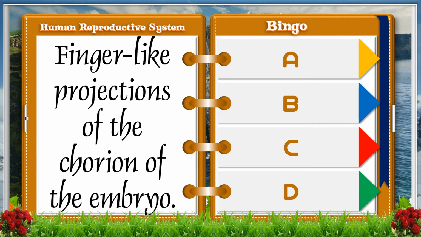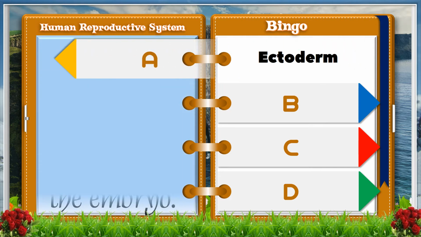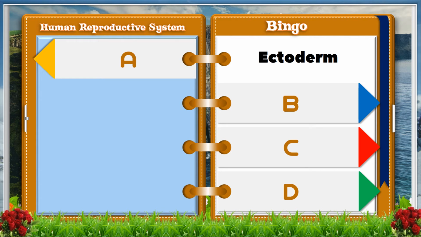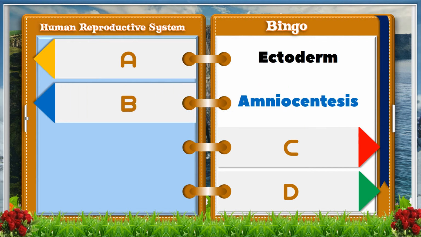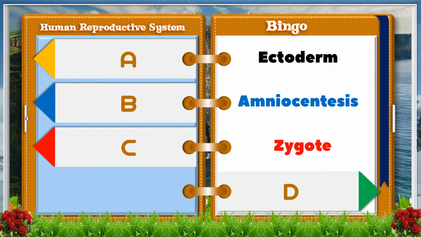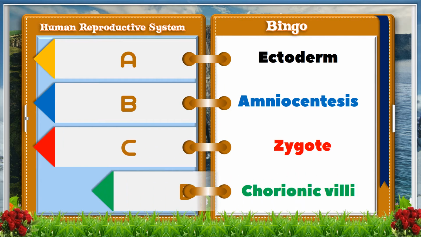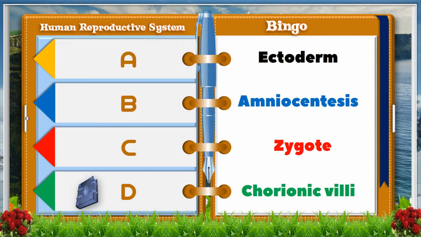Finger-like projection of the chorion of the embryo. A. Ectoderm. B. Amniocentesis. C. Zygote. D. Chorionic villi. And the answer is D. Chorionic villi.